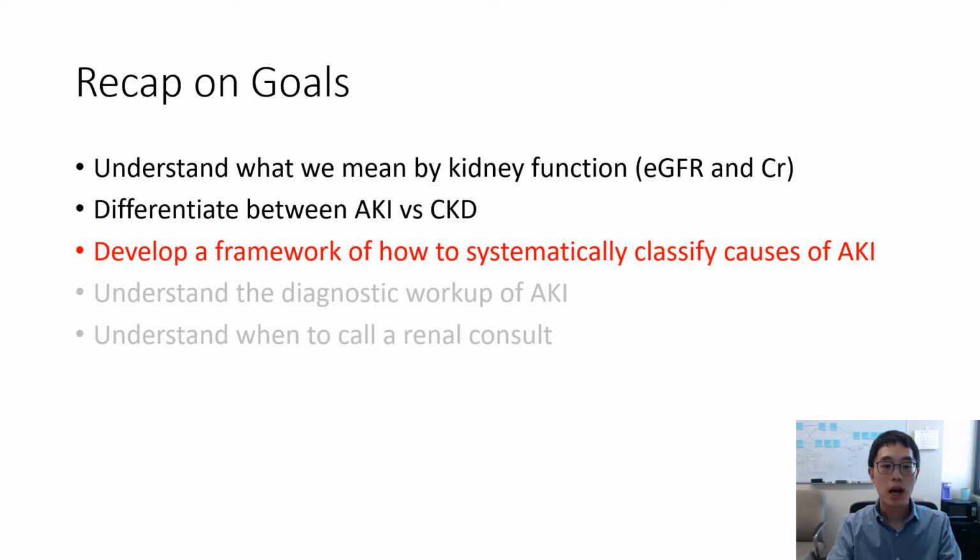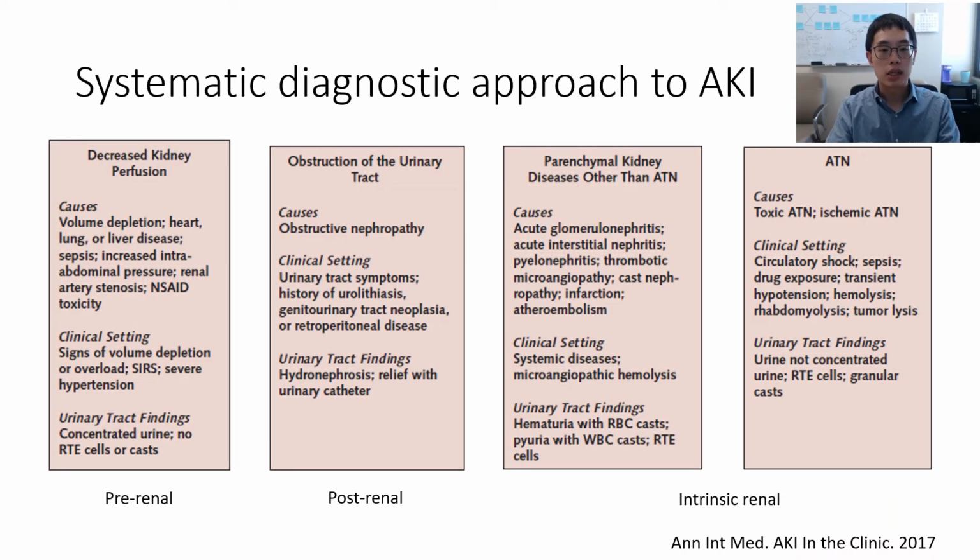Okay, so now we've understood what is meant by kidney function, and we've differentiated between AKI and chronic kidney disease. Let's now develop a framework of how to systematically classify different causes of AKI. This is the differential approach that I like to think about when I am assessing a patient with acute kidney injury. If we think about the blood flow into the kidney, blood flow out of the kidney, and the actual kidney, we can have a better differential diagnosis for our patient with acute kidney injury.